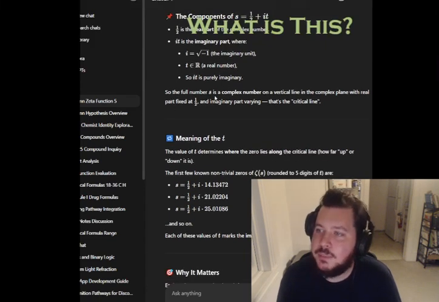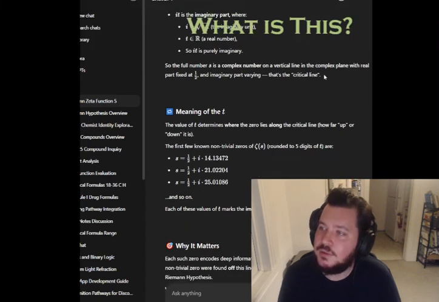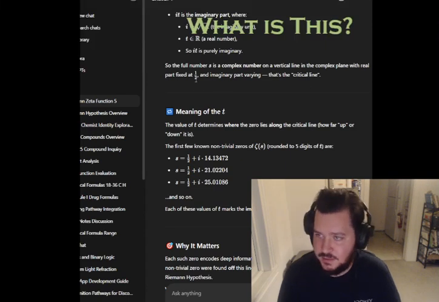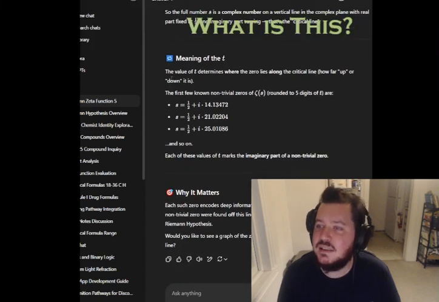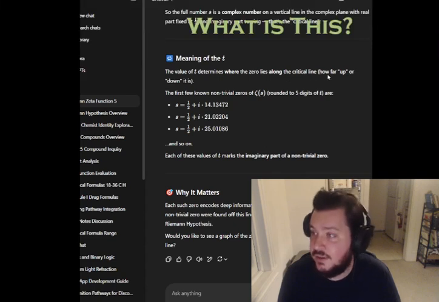So the full number s is a complex number on a vertical line in the complex plane with real part fixed at 1/2 and imaginary part varying. That's the critical line. Meaning of the t: the value of t determines where the zero lies along the critical line, how far up or down it is.